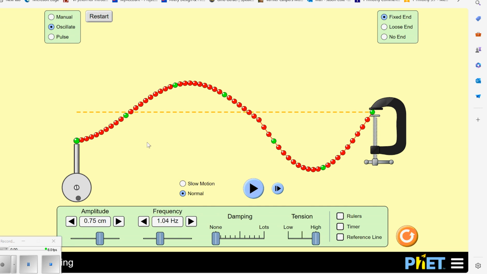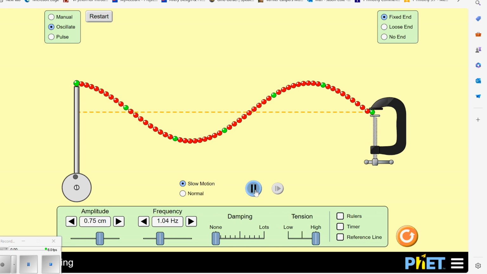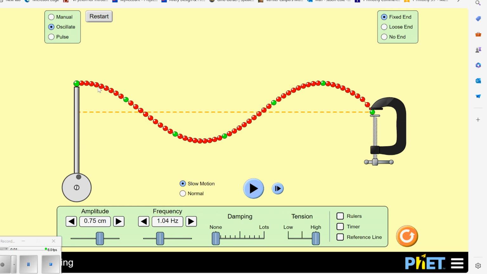And so we can pause it, and I want you to take a look at the idea of the wavelength. Let's go slow motion and see if we can really take a look at it. So a wavelength then is the distance between, not just from the crest to the crest, but we could even do from trough to trough or any two identical points on the wave. That's what's considered a distance of a wavelength.